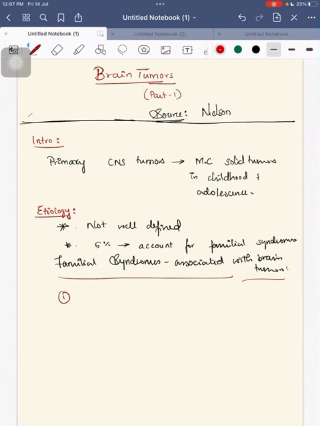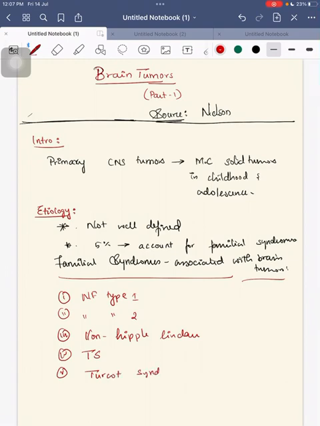First one is neurofibromatosis type 1. Next is neurofibromatosis type 2. Third is von Hippel-Lindau syndrome. Fourth is tuberous sclerosis. Fifth one is Charcot syndrome.